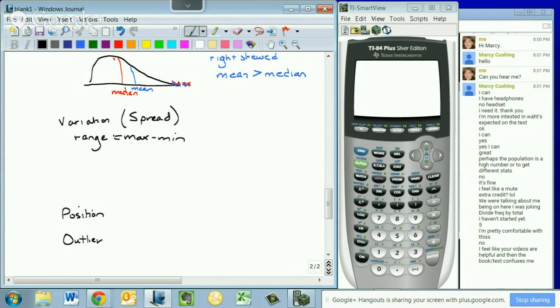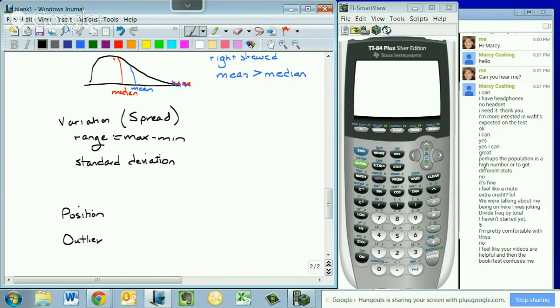But the problem with using the range is that it's really affected by either very large or very small values, just like the mean was. If you have even just one large value in a data set, it's going to skew the range. So that's why we'd like to incorporate every value in the data set. And the standard deviation and the variance do that.